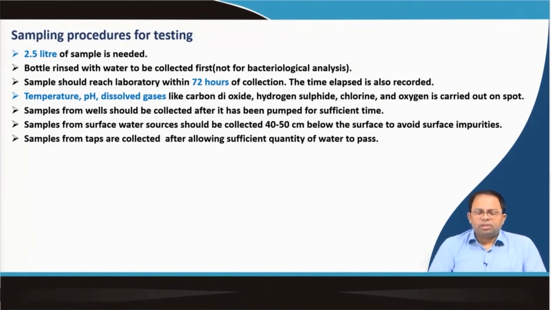Samples from surface water sources should be collected from 40 to 50 centimeter below the surface to avoid impurities. That means when we are collecting water from a river, we should first put the bottle below the water 40 to 50 centimeter, then only open the mouth of the bottle so that the water gets in. Samples from taps are collected after allowing sufficient quantity of water to pass. So, these are the standard procedures that you should follow whenever you are collecting samples for testing.